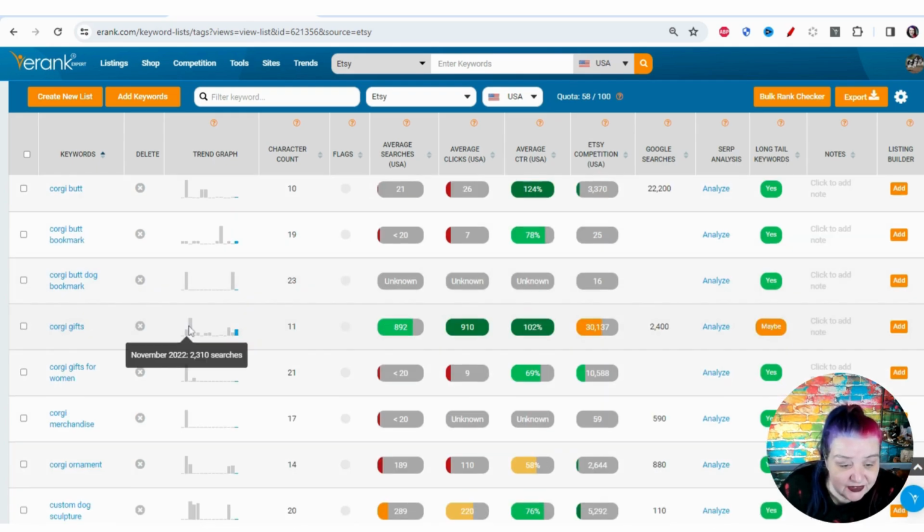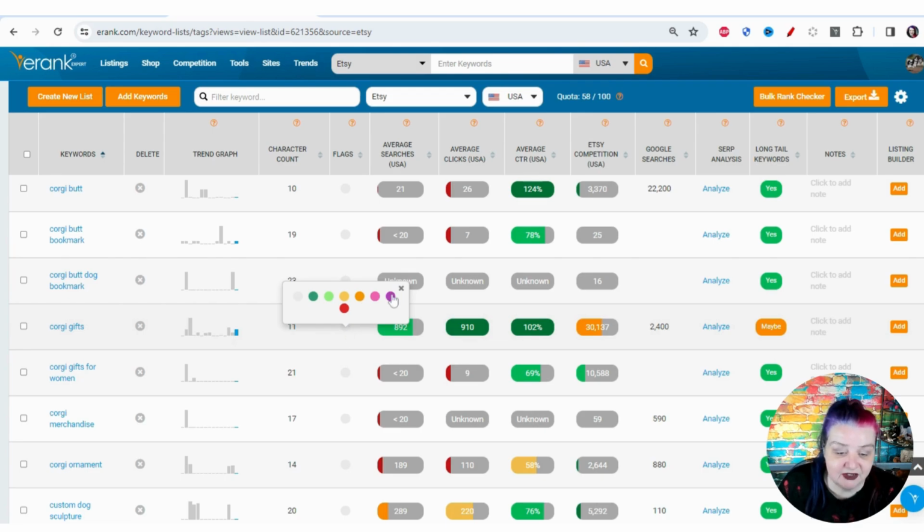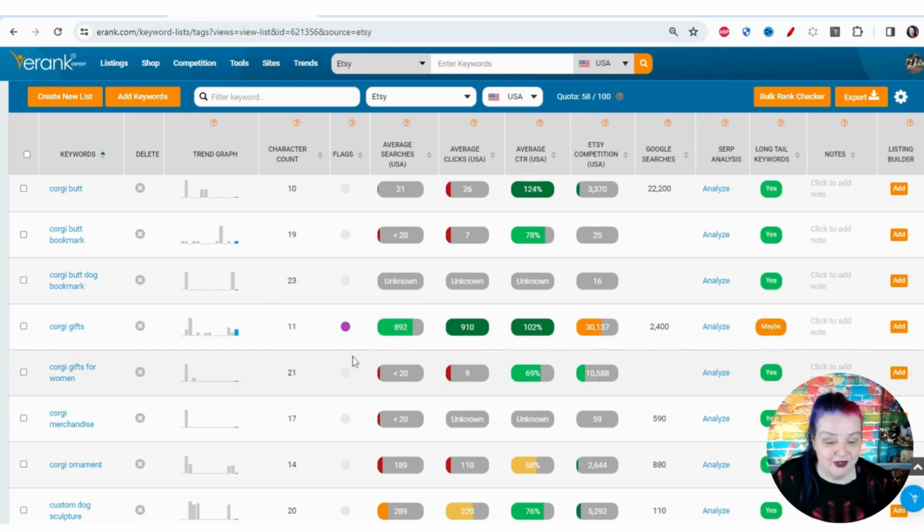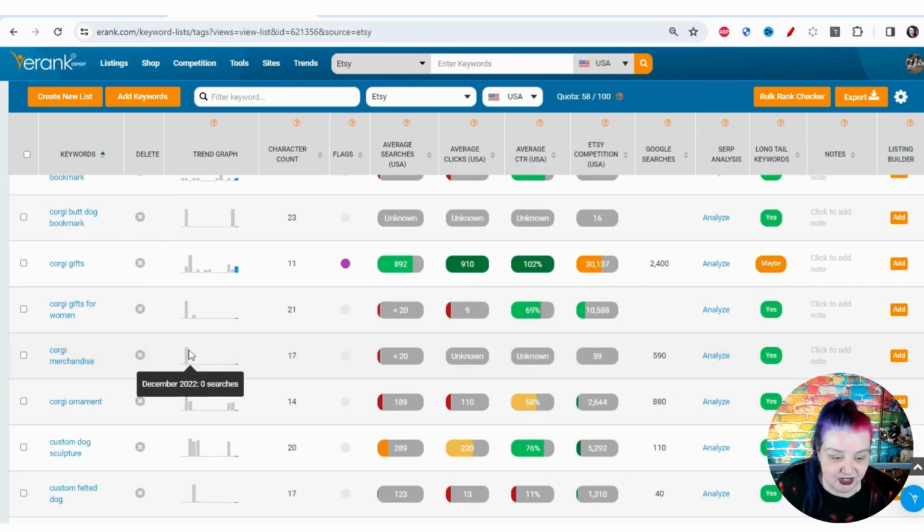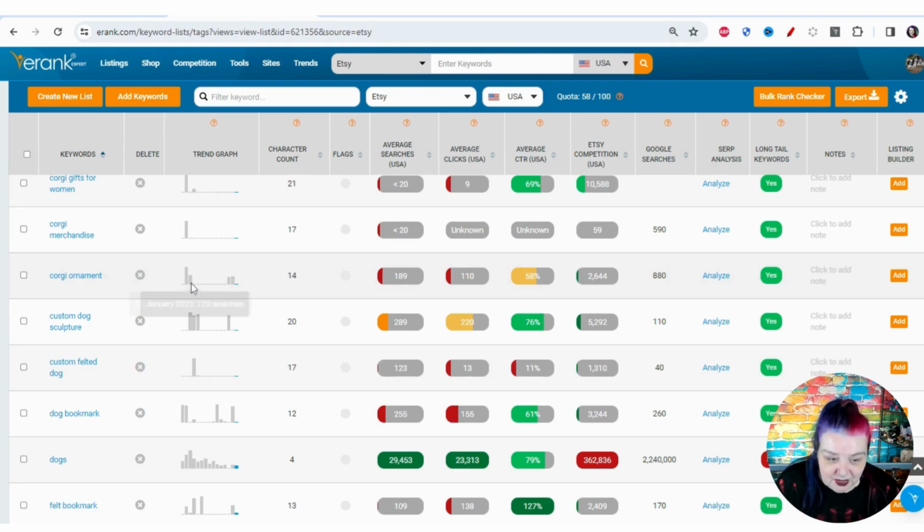Corgi Gifts is a fun one that pops up. So this is one that I might want to check seasonally. Which Christmas, let's make Christmas purple. You just make your own codes in your head. Corgi Gift for Women, sadly, that was one that happened last year. Again, Corgi merchandise, not necessarily good. But Corgi Ornament does peak a couple of times a year. So I'll put that on my Christmas list.